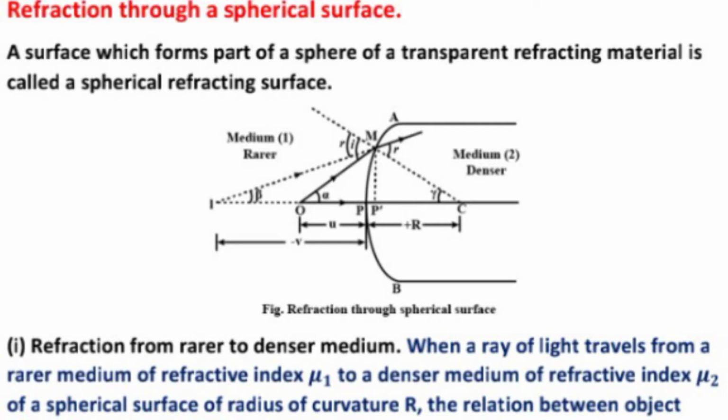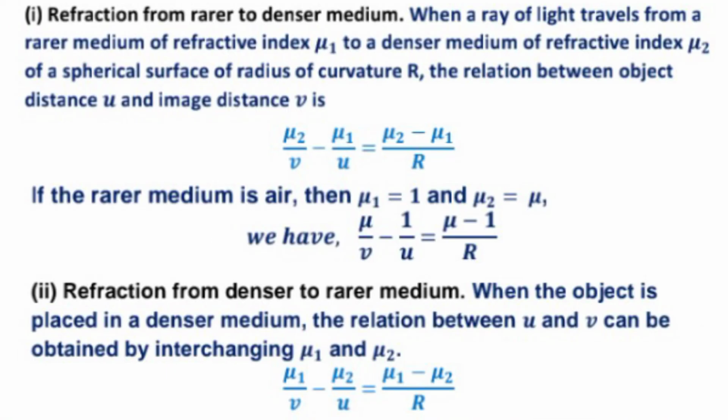Next is refraction from a rarer to denser medium. When a ray of light travels from a rarer medium of refractive index mu1 to a denser medium of refractive index mu2, then with radius of curvature r, the relation between the object distance u and the image distance v is mu2 upon v minus mu1 upon u equal to mu2 minus mu1 upon r.